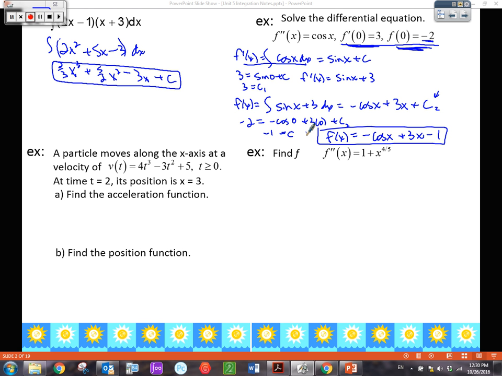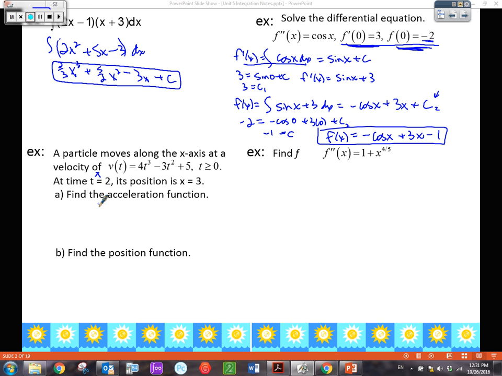All right, let's go to the next example. So we have a particle moving along the x-axis at a velocity of, and we have a velocity equation. At time t equals 2, its position is x equals 3. Okay, so let's hold there for a minute. That's a little confusing. So our independent variable is t, right? This would be like our x. It's like they're giving us the x value here.